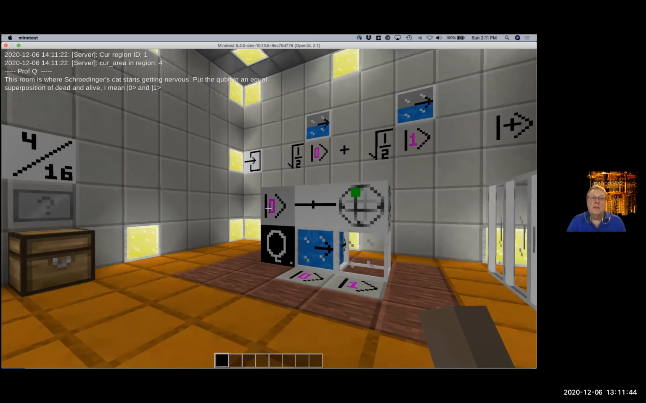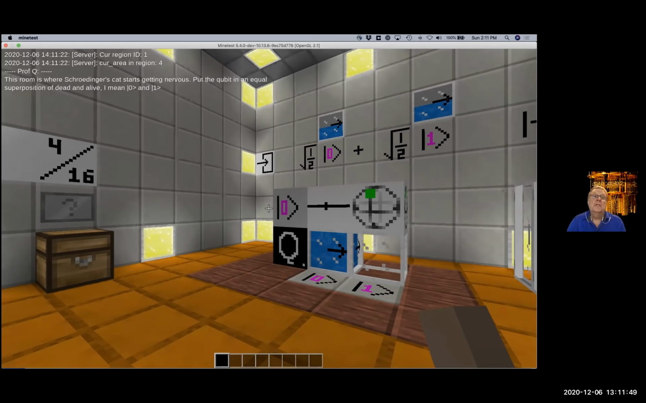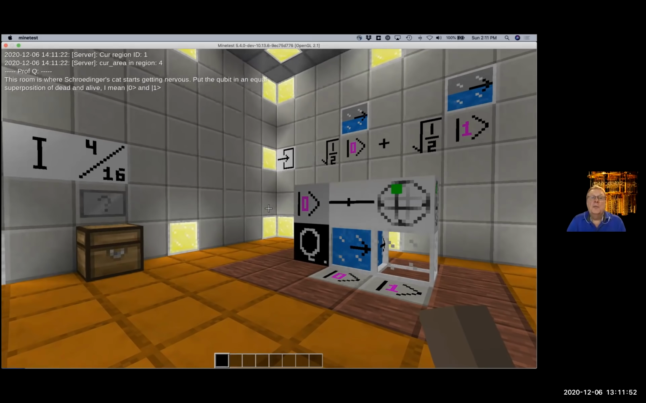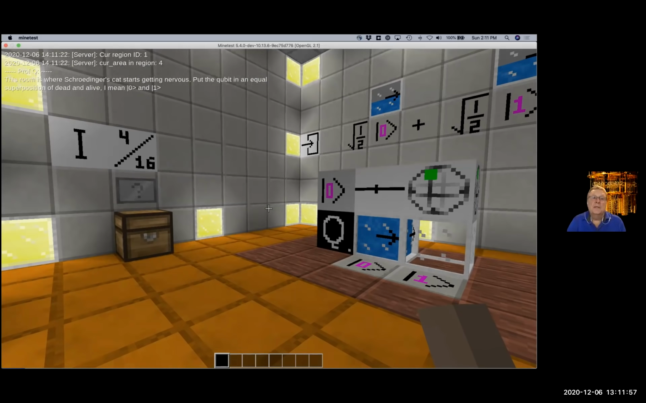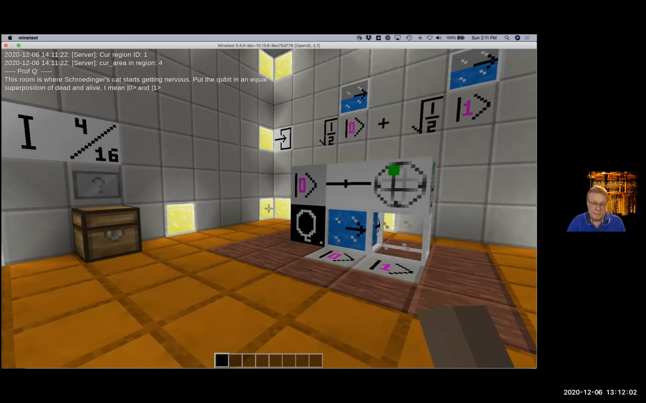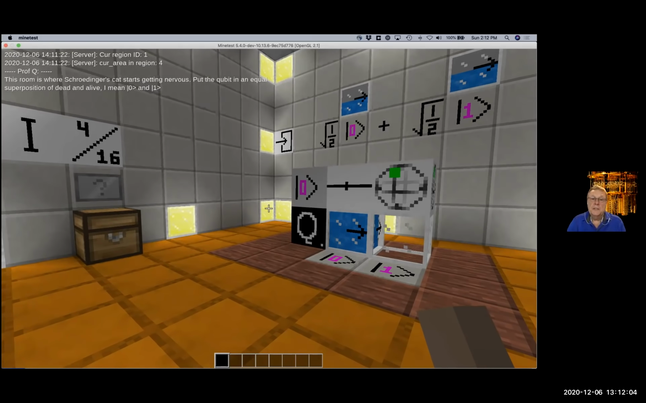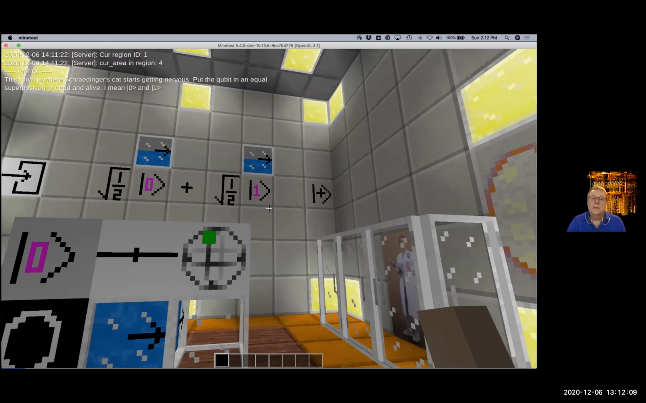So if I look at the clues up at the top, it says this room is where Schrodinger's cat starts getting nervous. Put the qubit in an equal superposition of dead and alive, or of 0 and 1. And so now this puzzle's a little different. If I look on the wall, then I see some Dirac notation that indicates that I need to make this circuit have a state of an equal superposition of 0 and 1.